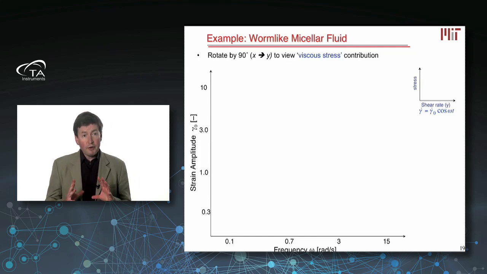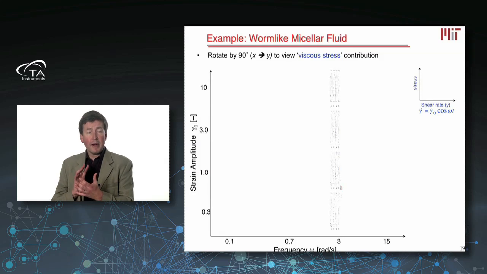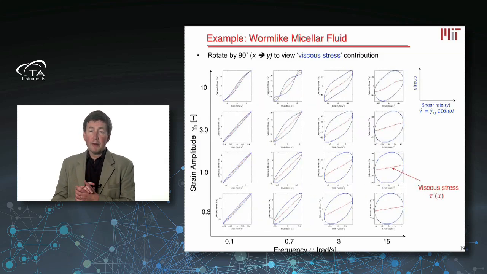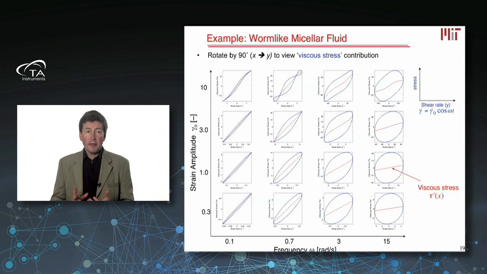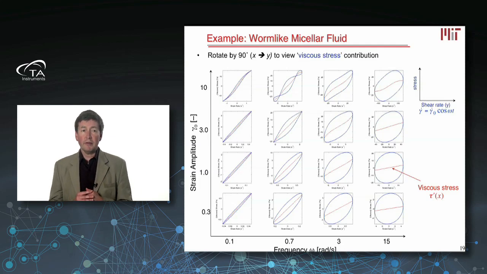So the next thing I want to do is rotate that to now think not about stress versus strain, but to think about stress versus strain rate, and that allows me to see the viscous response. So now we're plotting stress on the vertical axis and shear rate on the horizontal axis. So we're basically rotating things, and so here's the nonlinear viscous response of the material. At low strains and low frequencies, it looks like a Newtonian viscous response. That looks like a Newtonian fluid.